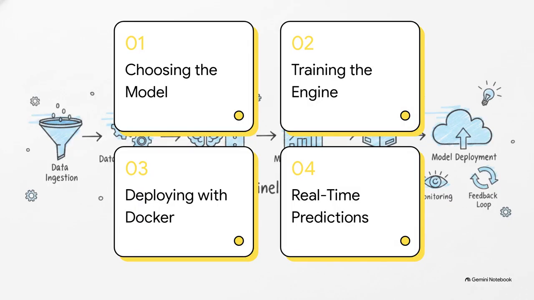Okay, let's dive into this factory map. 1. Meet the SENTINALysis pipeline. 2. Choosing the right model. 3. Training the sentiment engine. 4. Deploying with Docker. And 5. Making real-time predictions. Let's get to it.